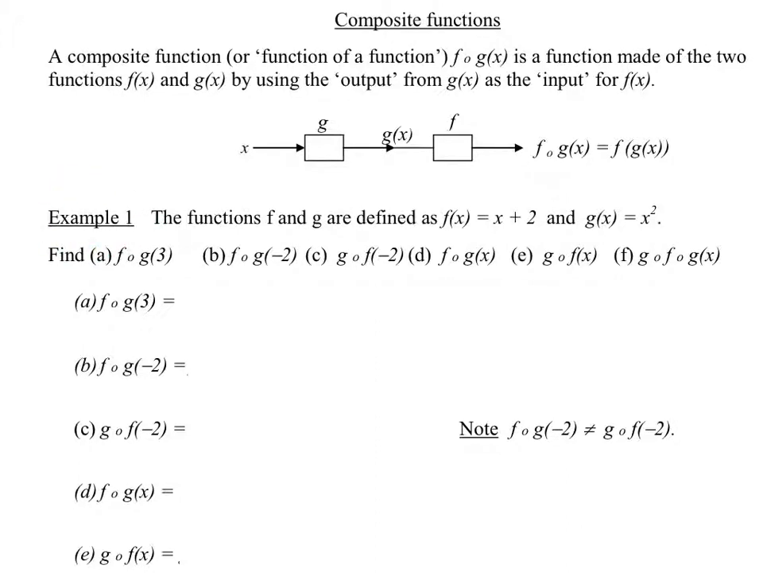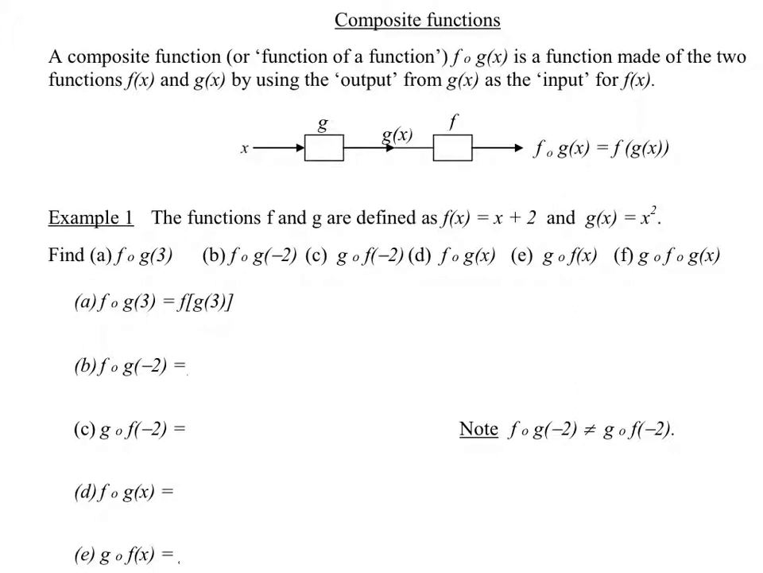So in example 1, we're given two functions, f of x equals x plus 2 and g of x equals x squared. And we're asked to find things like f of g of 3. Now that means that you've got 3 going into a function machine g, which is going to be squaring it. So we're going to have 3 going into the function machine, being squared, coming out, and going into the f machine, which is going to then add 2 to it. So whenever you see f of g of 3, you can just write that with the brackets. That's usually the best thing to do. So you can get rid of the little circle and just write f of g of 3.